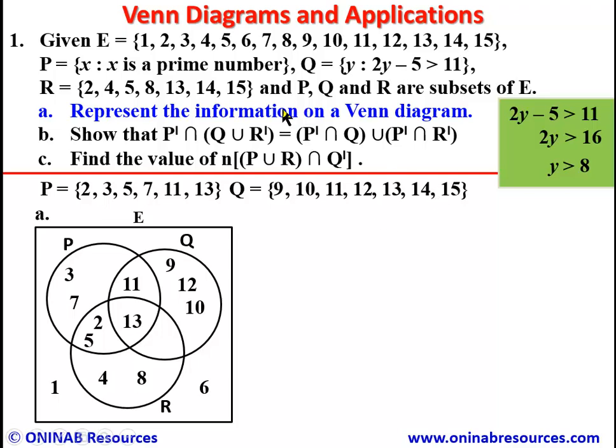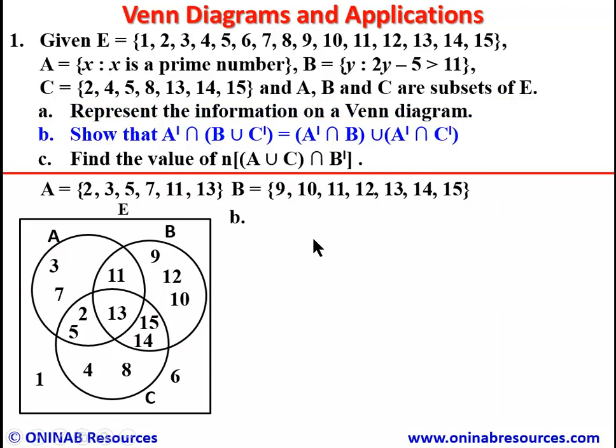14 is in R, and it is also in Q but not in P. So 14 will be in this region. And finally 15 is in R, it is not in P, but it is in Q and R only. So we have it as here. And we've succeeded in representing these sets on a Venn diagram. So we move to the second part of the problem.